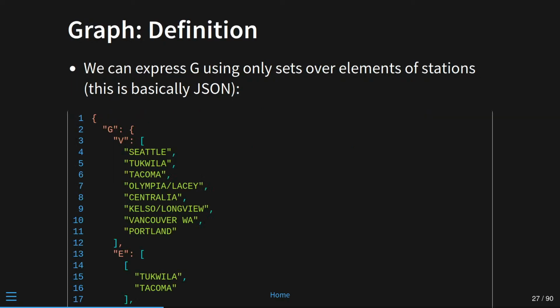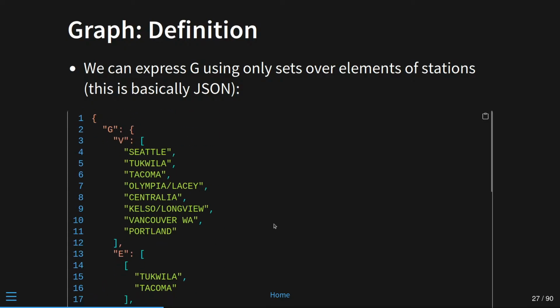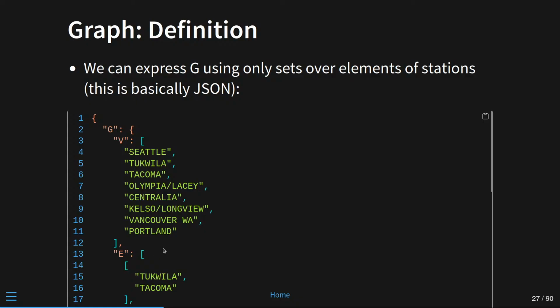Okay, so we can express G, the graph G. What is G? We can express G only using sets. I think I turned these into arrays because I don't know how JSON works. I don't think it actually matters. But we can express G, the graph of the Amtrak Cascades connecting Seattle and Portland and vice versa, only using sets. And the way we do this is we have a set of vertices and we have a set of edges. And if you want to, you can make this all sets by doing the double nesting set thing.